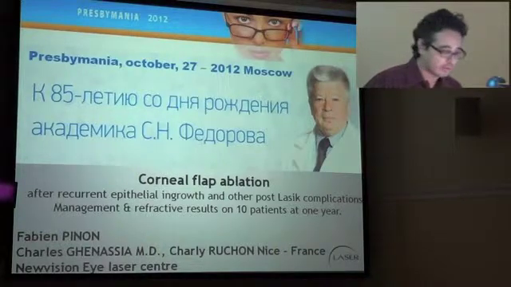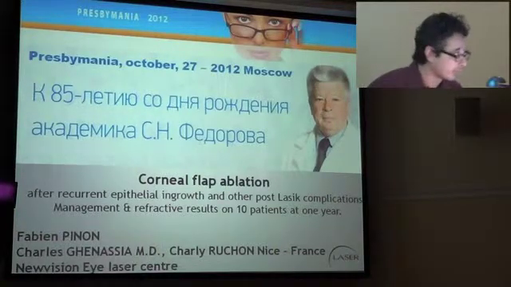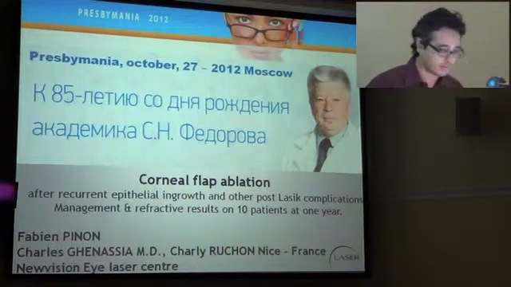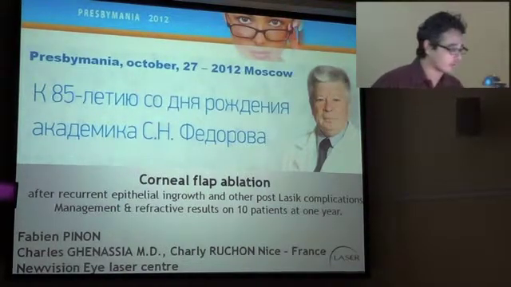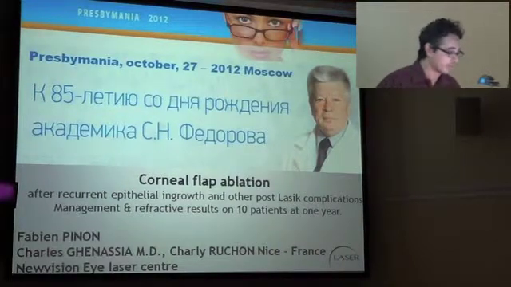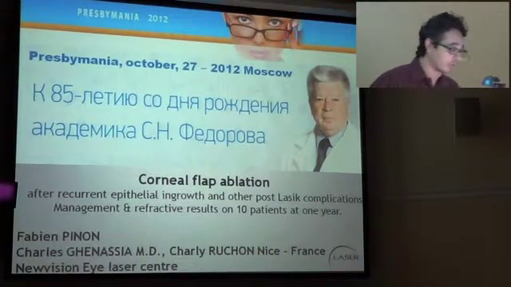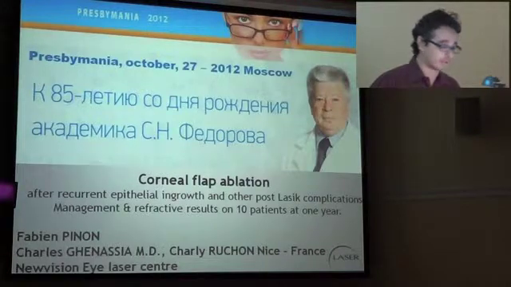And then I will conclude this morning session of Presbymania with a subject we don't talk about: presbyopia. Let's talk about corneal flap ablation as a treatment of recurrent epithelial ingrowth and other post-LASIK complications, severe optical complications.